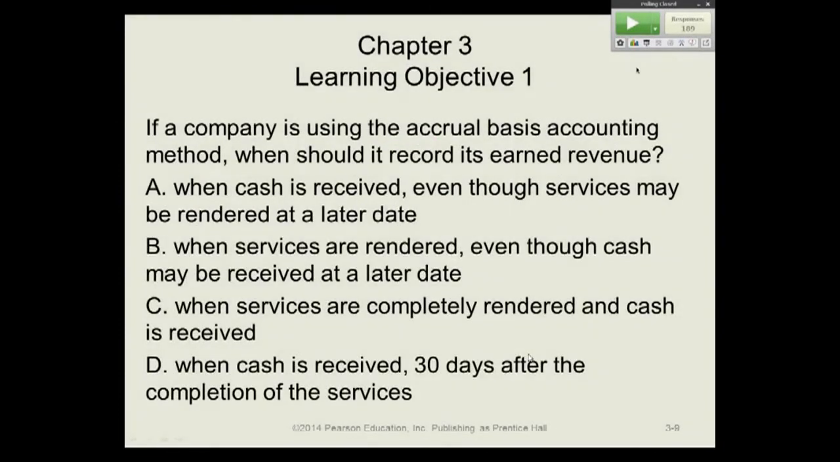All right, now the next one, I'll just tell you the answer. This one is B. This one should be pretty obvious. You recognize revenue when the service is rendered, even though the cash is not collected.